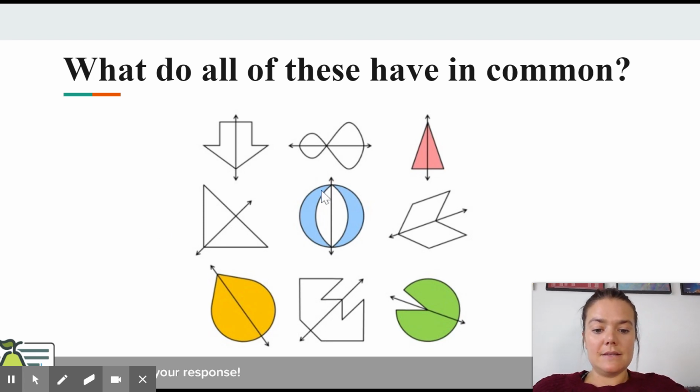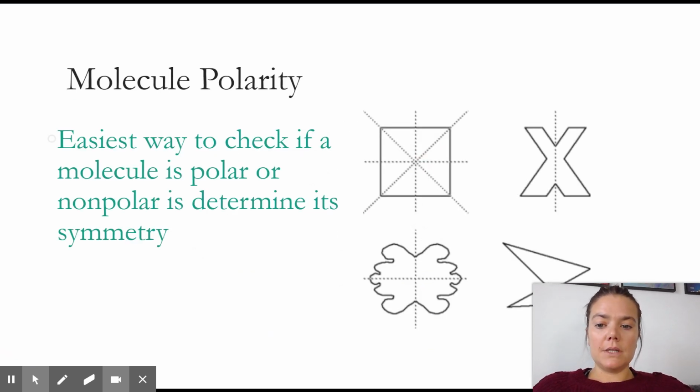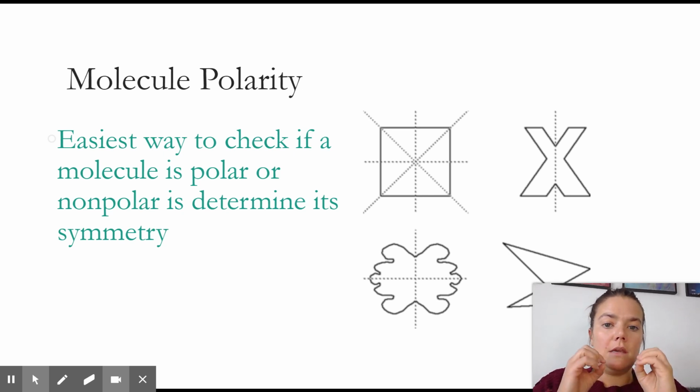So all of these have at least one line of symmetry. But we need to start to notice that if you put a line through the middle in other directions, the symmetry is not there, and that's important. Because that's what we're going to have to be looking for in different molecules, common molecules.